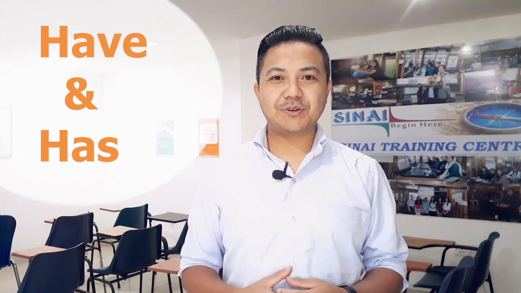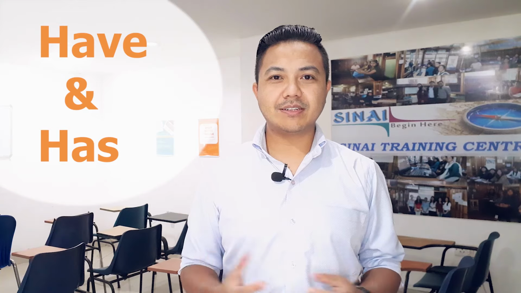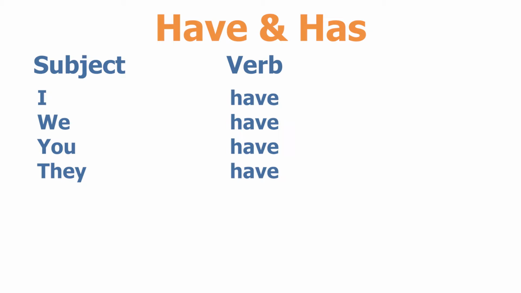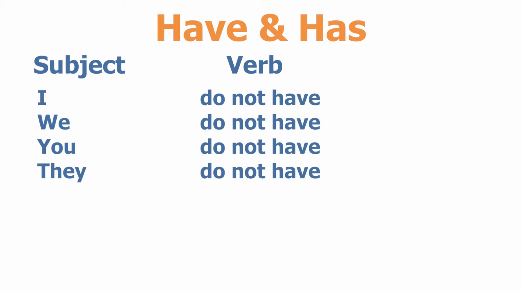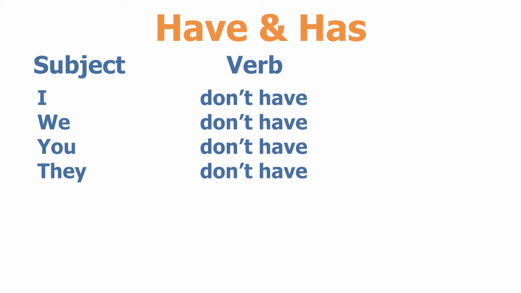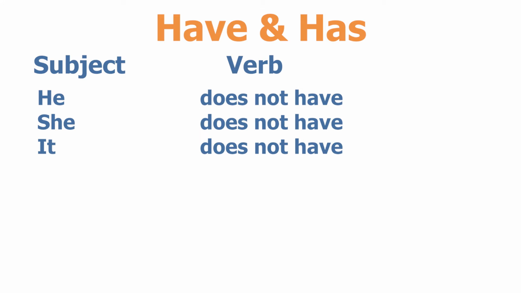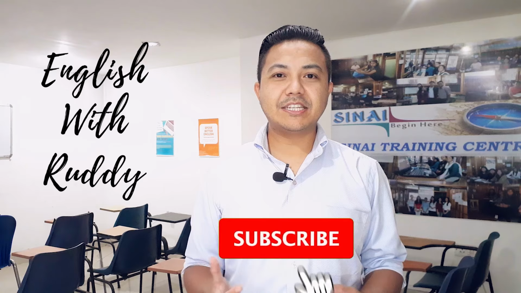Before I conclude this video, let's do a quick review on what we've learned. Remember to use I, we, you, and they before have, and before do not have or don't have, and use he, she, it before has, and before does not have or doesn't have. I hope this lesson has been helpful.